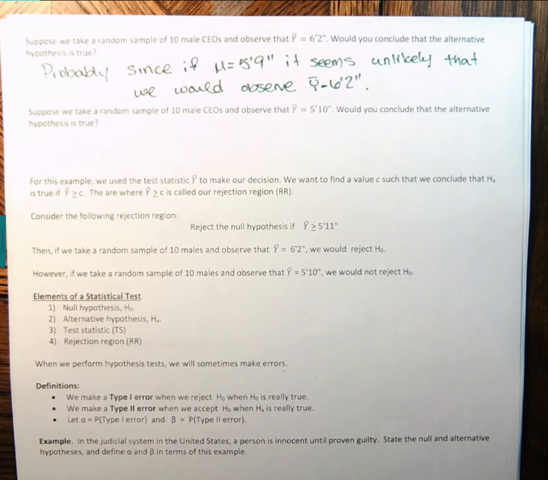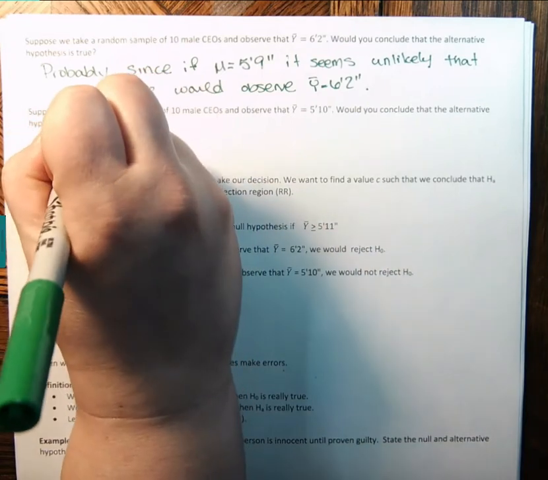On the other hand, suppose that we took a random sample of 10 male CEOs and we observed 5'10". Now notice that 5'10" is not very far into the alternative hypothesis. And so the question is, would you conclude that the alternative hypothesis is true? Well, in this case, notice that yes, we are greater than that 5'9", but we're not that much greater. And due to sampling variability, I wouldn't be that surprised if mu really is equal to 5'9" and I observe a sample mean of 5'10". That wouldn't seem unlikely to happen.